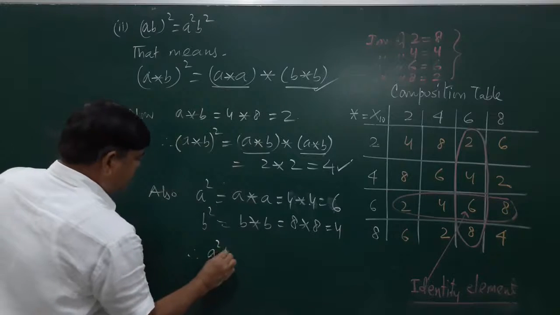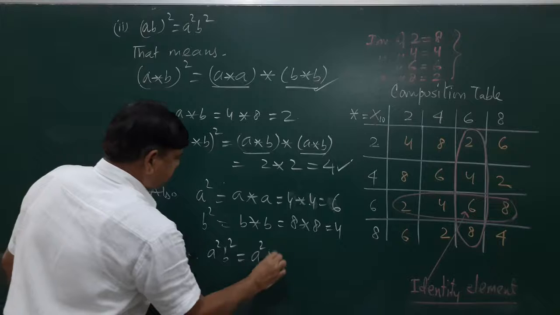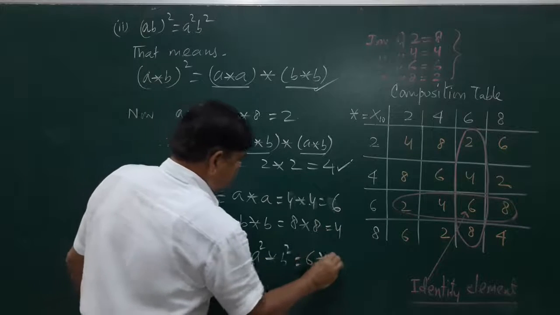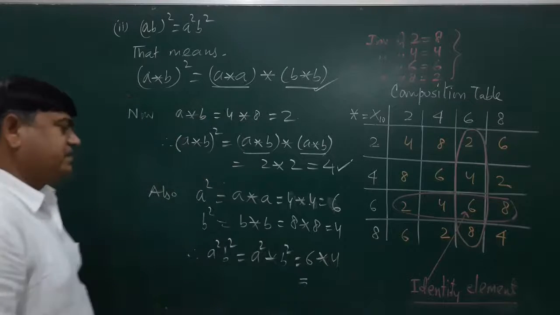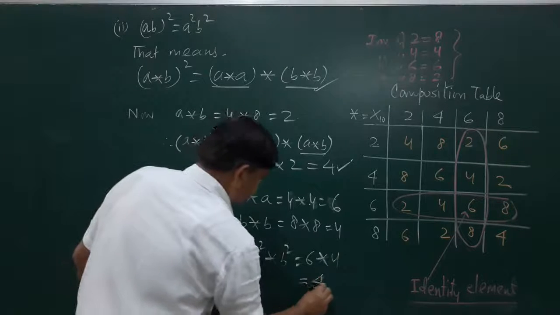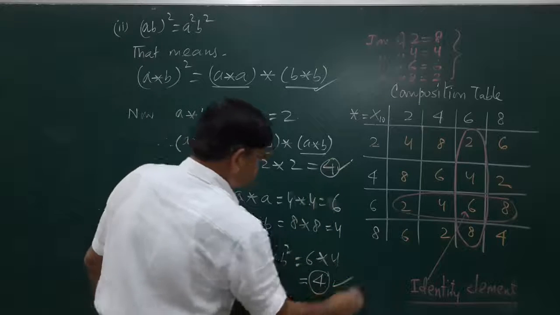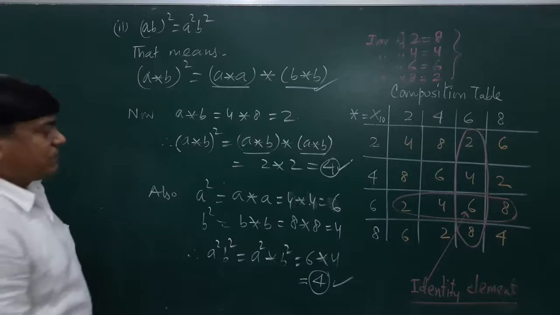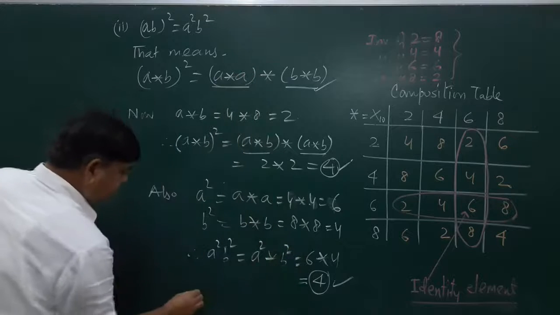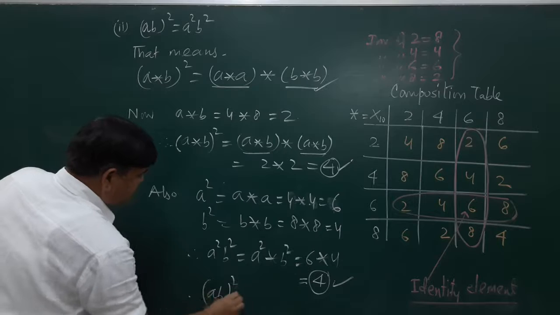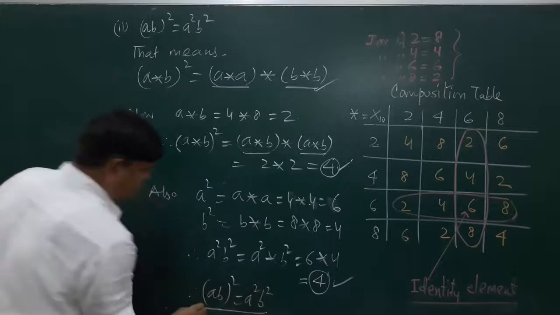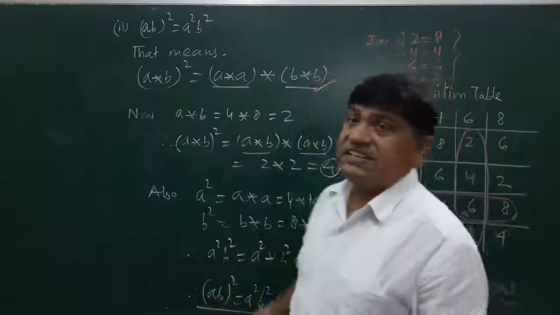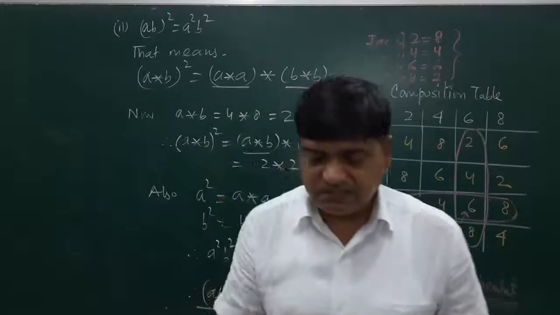Therefore A square B square means, what is A square? 6. Then 24, that is 4. And 8. So this side is equal to this one. So the left hand side is equal to the right hand side. Therefore (AB) whole square is A square B square. We have proved this property as a theorem, and this is the verification of that theorem.